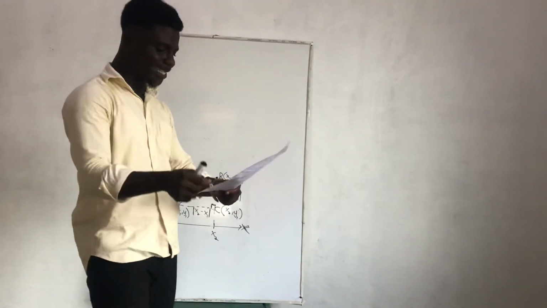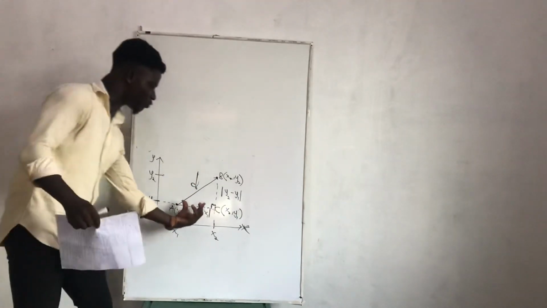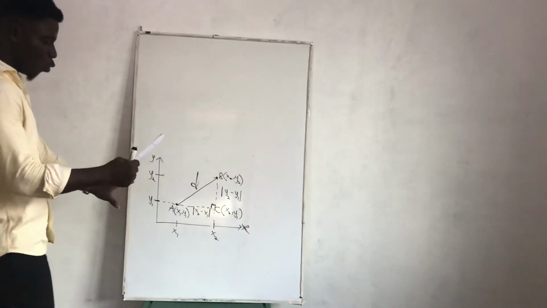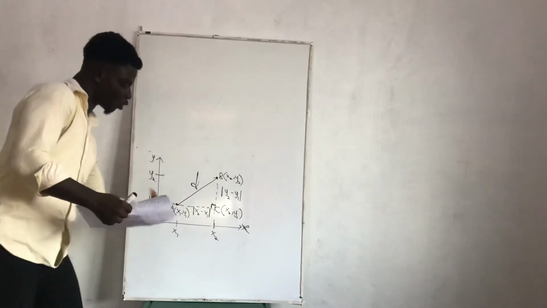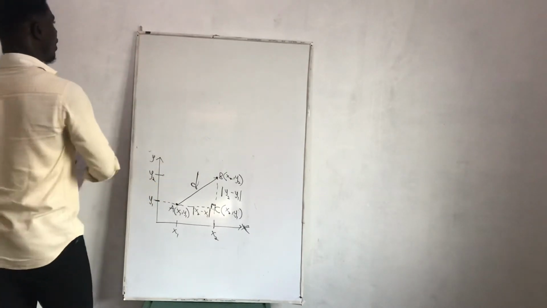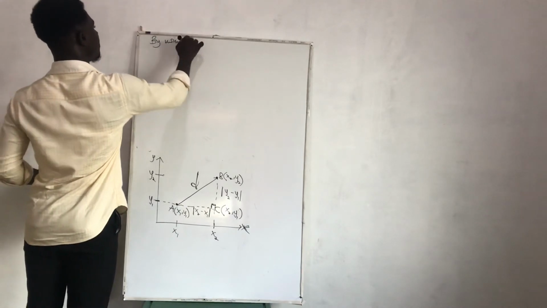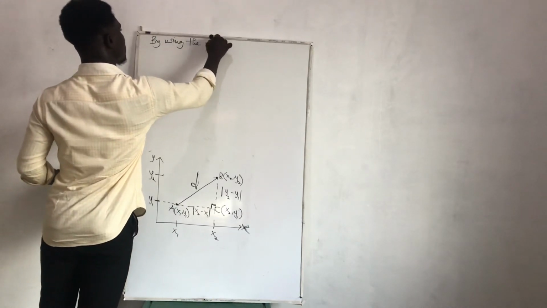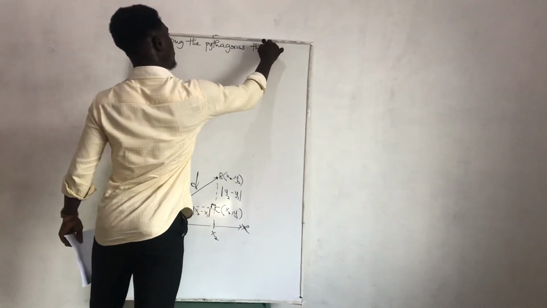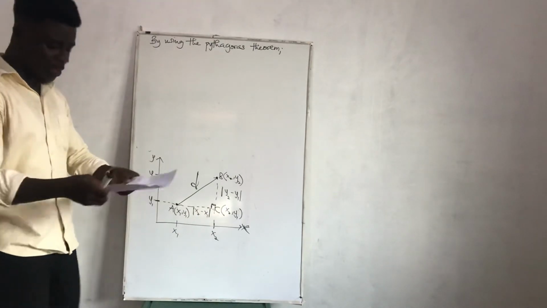Let us consider the right-angled triangle ABC. We are considering this right-angled triangle ABC as shown on the board. So by using what? The Pythagoras theorem. By using the Pythagoras theorem, and you know that the Pythagoras theorem states that what?